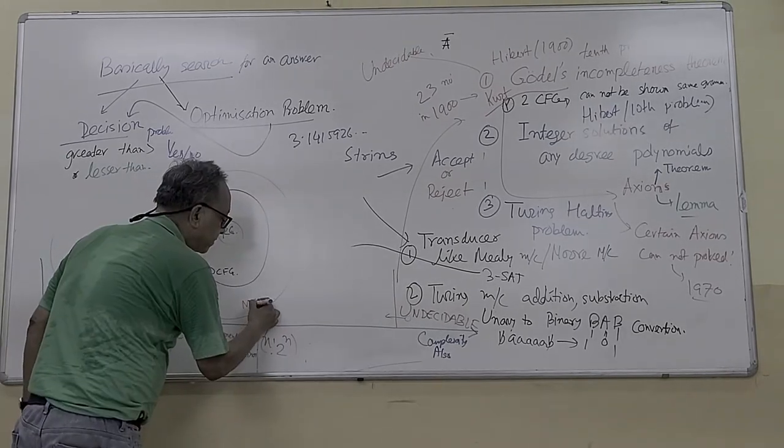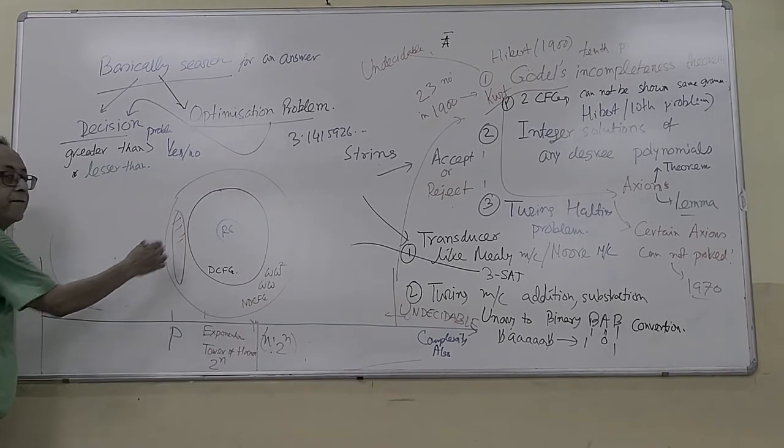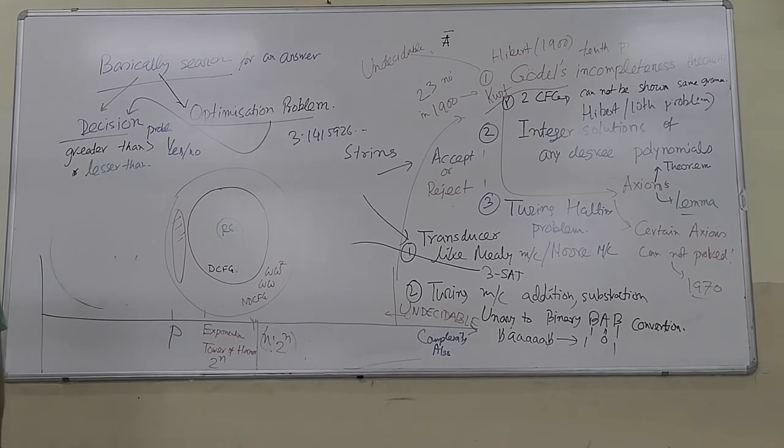Given a CFG, can we tell whether it is inherently ambiguous? You cannot find that.